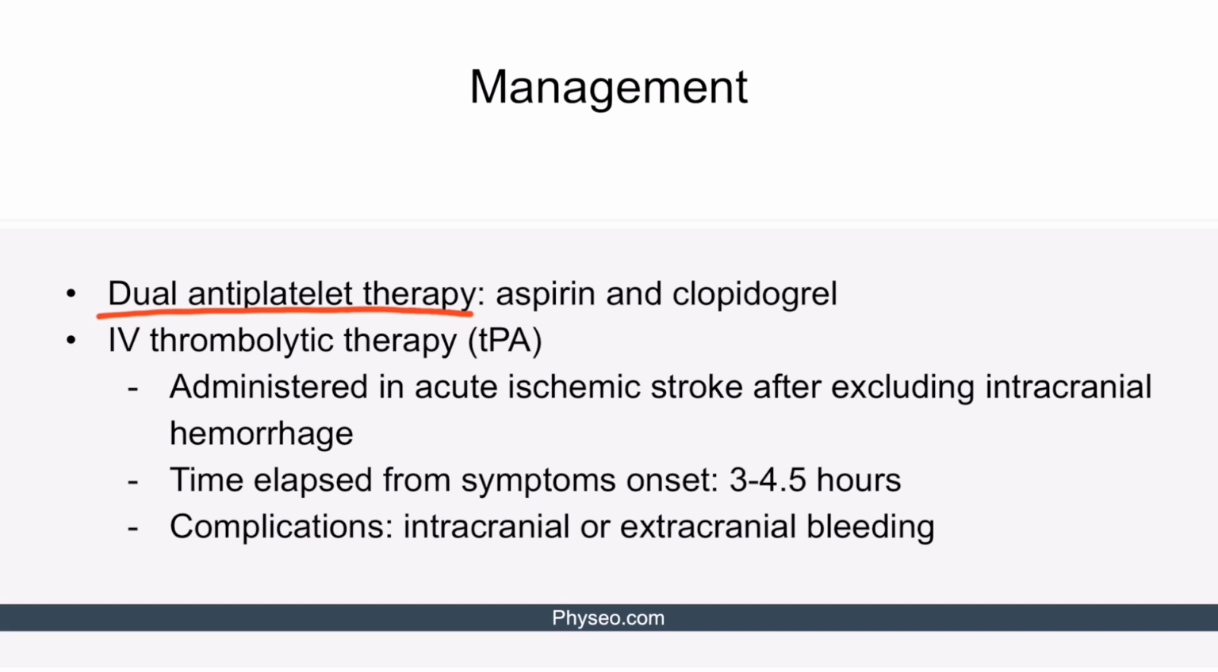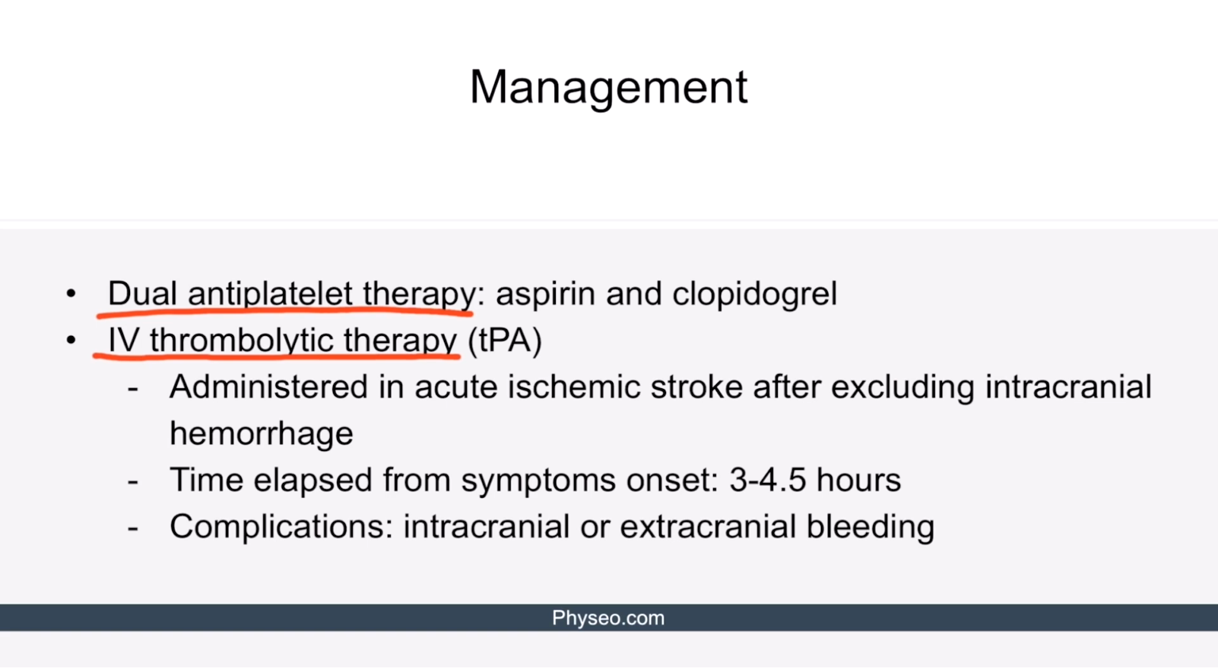We should also consider IV thrombolytic therapy with tissue plasminogen activator, TPA. Let's recall that tissue plasminogen activator converts plasminogen to plasmin. Plasmin, in turn, breaks down the fibrin and circulating coagulation factors and inhibits platelet aggregation. TPA is administered only after excluding an intracranial hemorrhage.